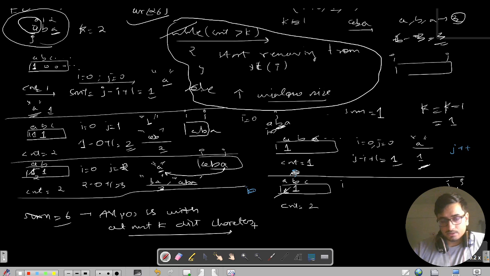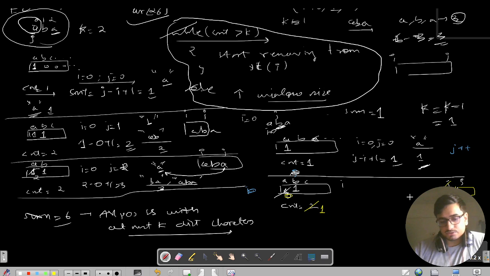It was 1. I will decrease its frequency by 1, so it becomes 0. Since I have decreased the frequency, and the frequency is now 0, I need to push my pointer. So now my current window is just B, right? And now you can clearly see that your count of distinct characters has also been reduced by 1, and it is just 1, which is not greater than k.